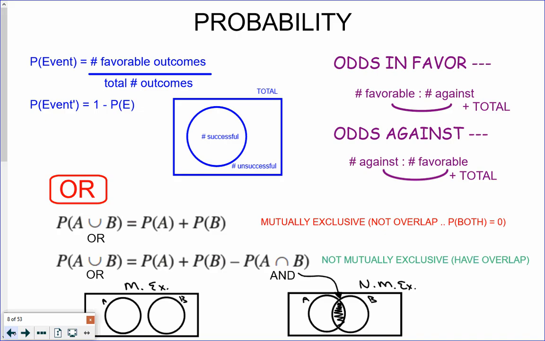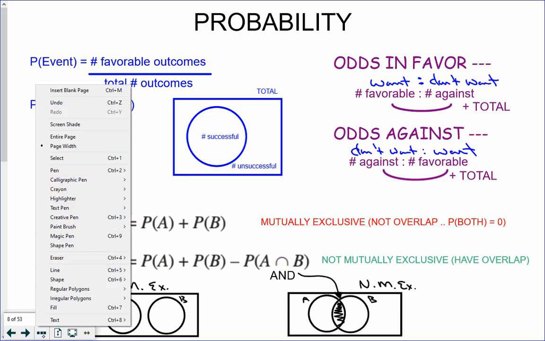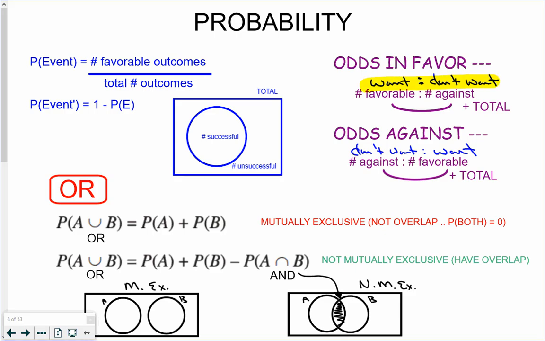Now, before we even got into the word probability, we talked about odds. Remember, you have odds in favor and odds against. Odds in favor is want, don't want. Odds against was don't want, want. Remember, I hope, that these two numbers add up to give the total. That total is the bottom of the probability formula.